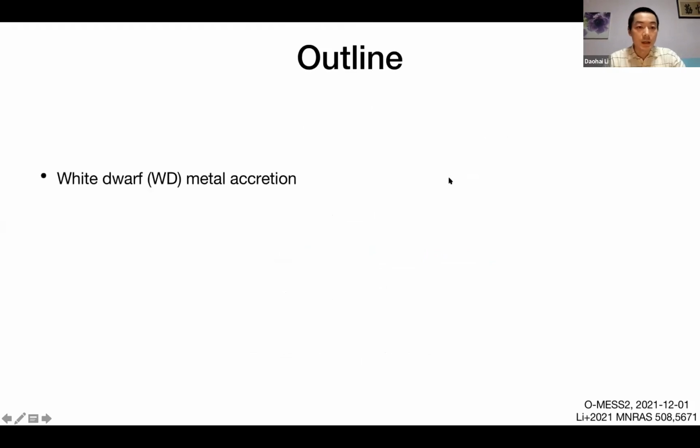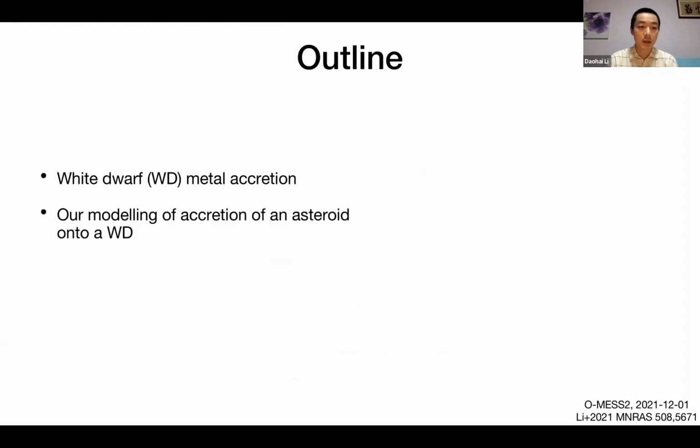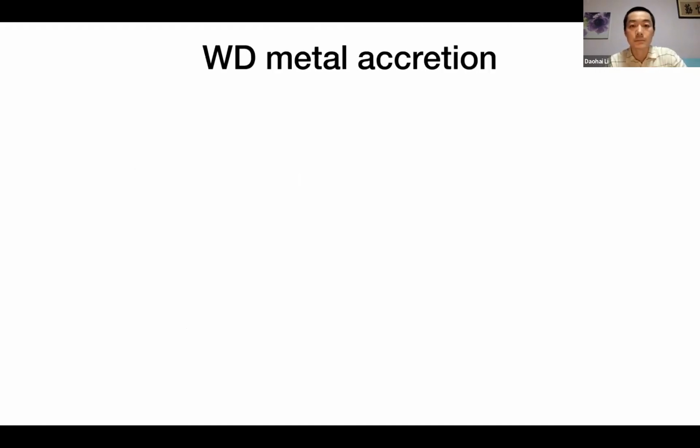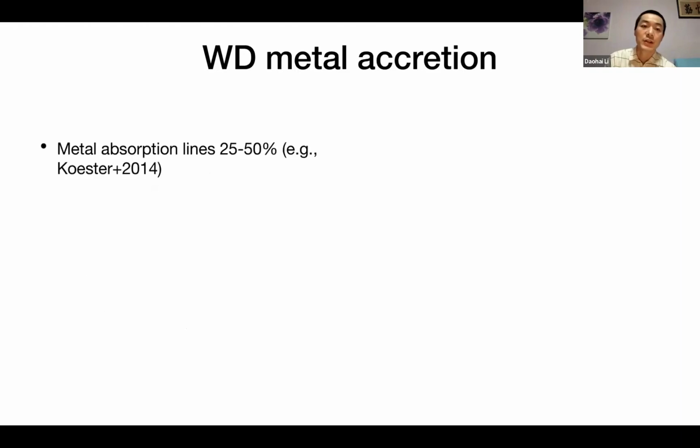So first I shall say a few words on the white dwarf metal accretion, and then I will show how we model the accretion of an asteroid onto a white dwarf. Our modeling would consist of two parts. The first is tidal disruption, and the second being the long-term evolution of the fragments. And we will pay special attention to whether a disk will form or not.